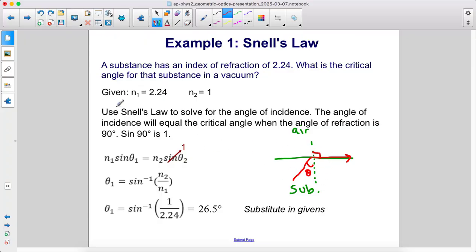Okay, so our substance has an index of refraction of 2.24. Oh, this isn't air. This is a vacuum. So therefore the index of refraction is 1. All right, and we know that the angle of refraction is 90 degrees, and sine of 90 is 1, so that goes away. Then we're going to go ahead and solve this equation for sine theta 1, the angle of incidence. Divide both sides by n1, then take the inverse sine, plug in our givens, and we get 26.5 degrees.